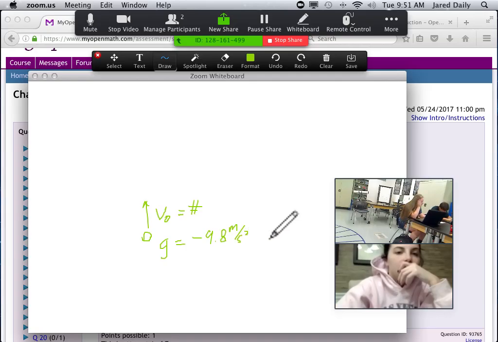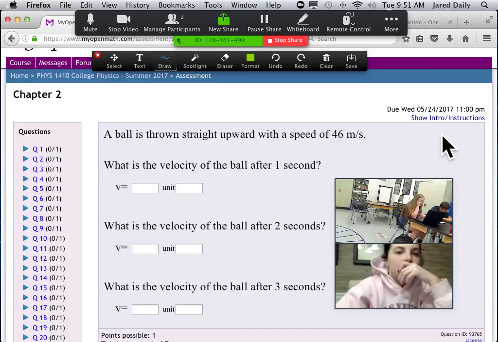So we know an initial velocity, we know an acceleration, and what else do they give us in the problem? Times. They want to know what it is after 1 second, after 2 seconds, after 3 seconds. So now you know initial velocity, acceleration, and time. What do they want to figure out? They want you to figure out the final velocities at those times. So now you need to find an equation that can do that.